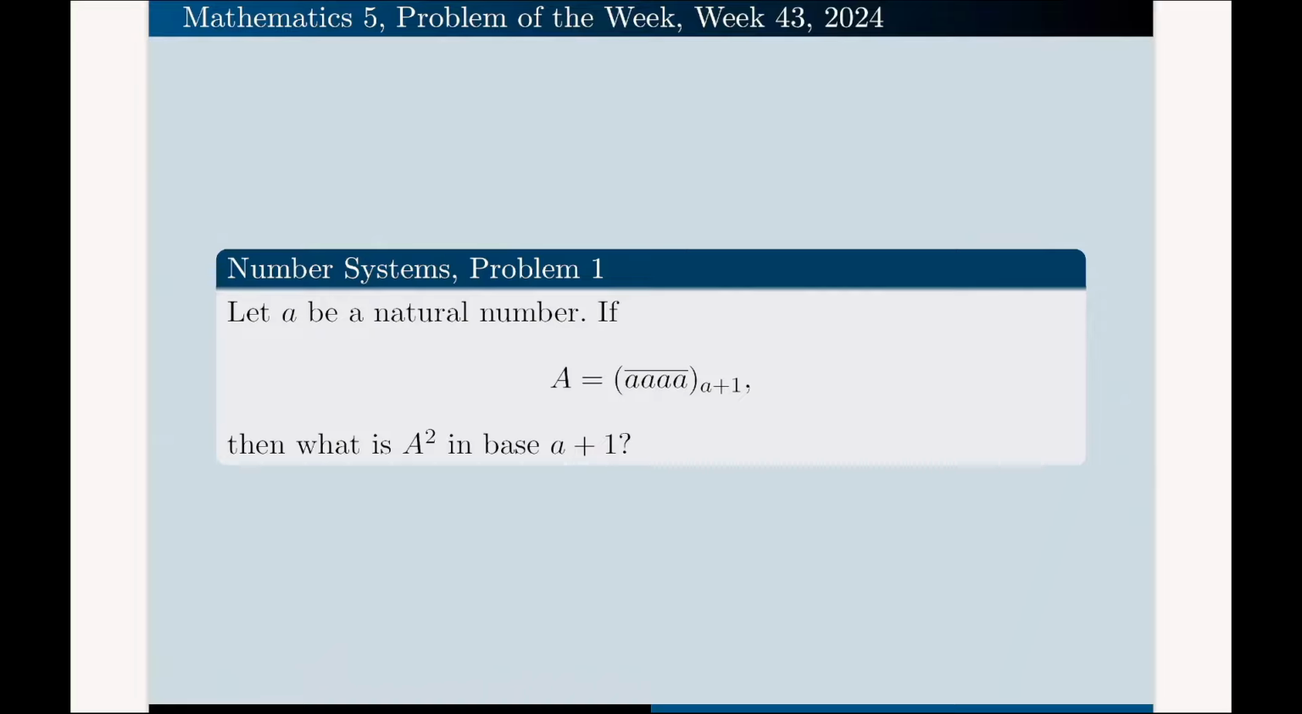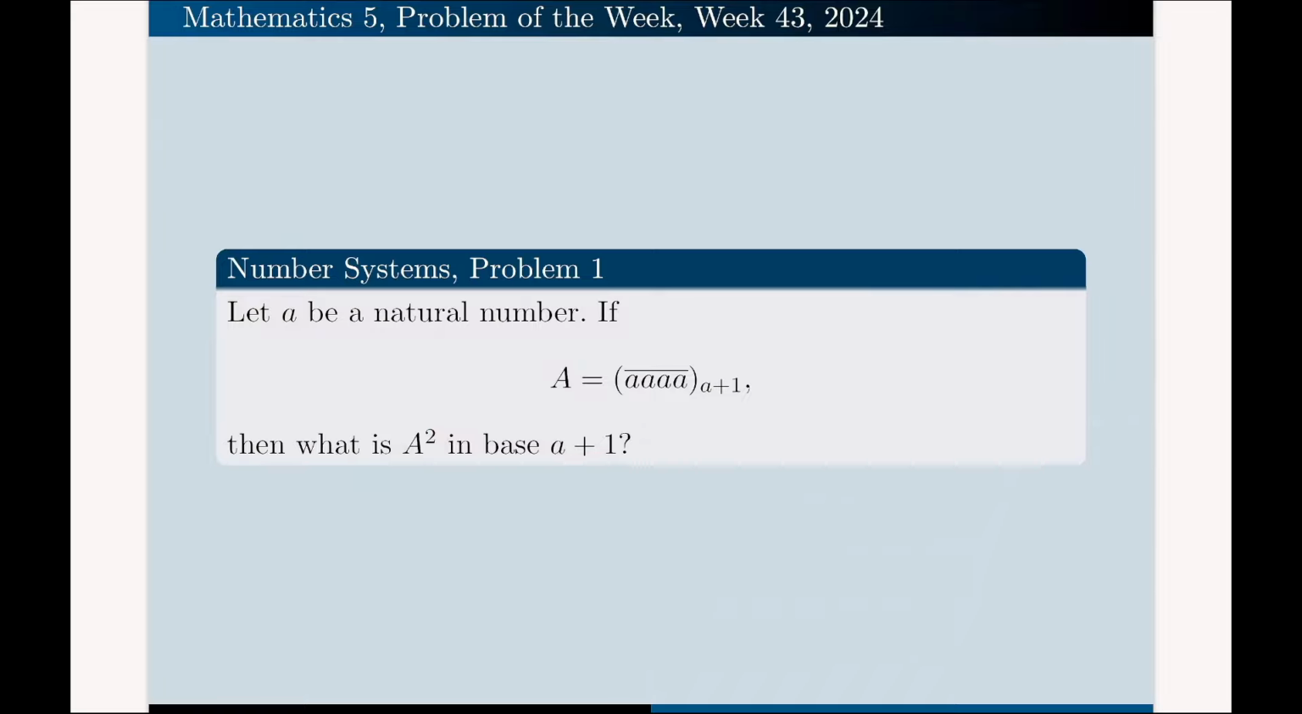Hello, in this video I'm going to solve the following problem for you, which is a problem on the topic of number systems in number theory. Let A be a natural number. If capital A, which is this 4-digit number, is 1111 to the base A plus 1, then what is A squared in the base A plus 1?